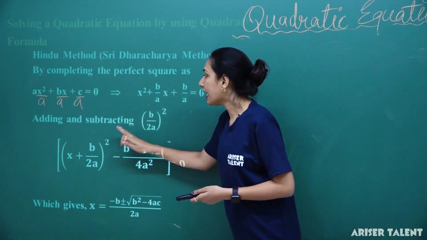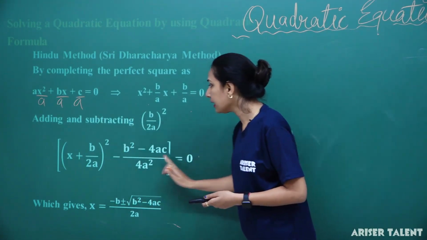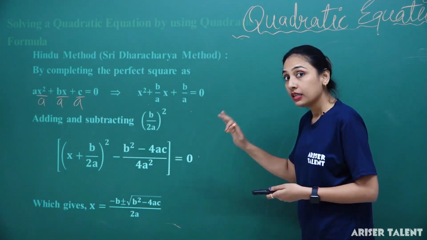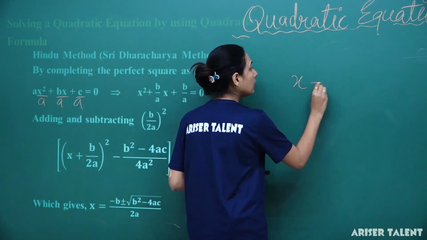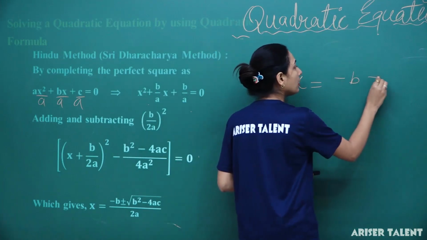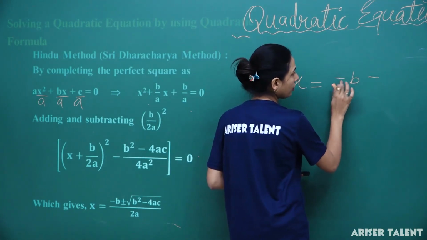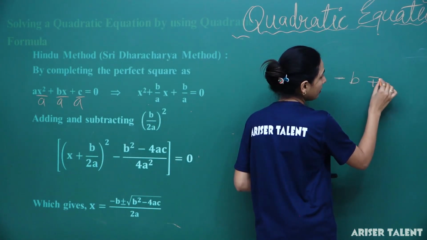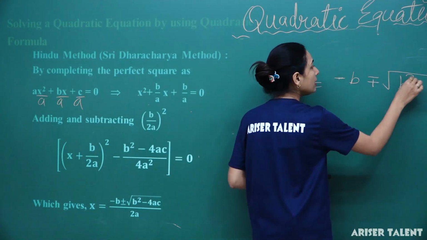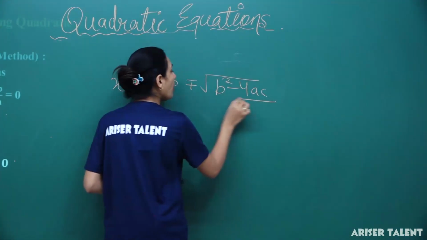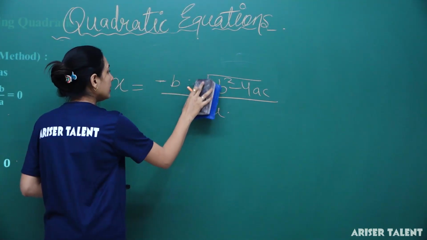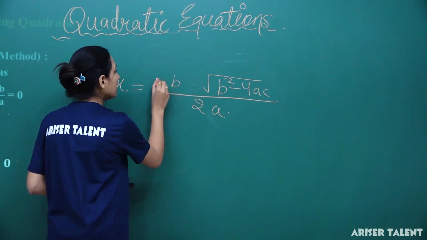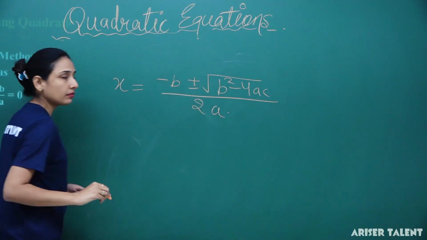When we add and subtract, that will be something like this, and the result will ultimately be given by x equals to minus b plus or minus root of b square minus 4ac upon 2a. Okay, this will be the result.